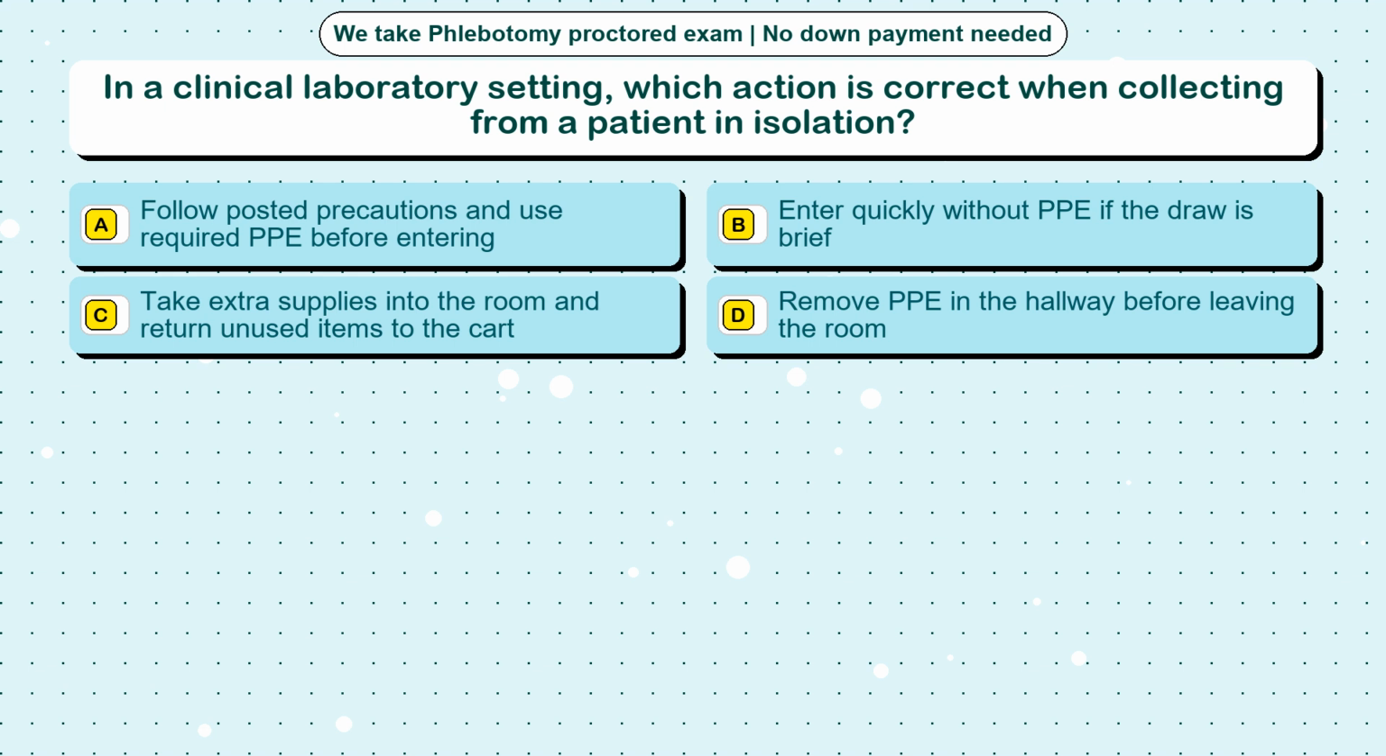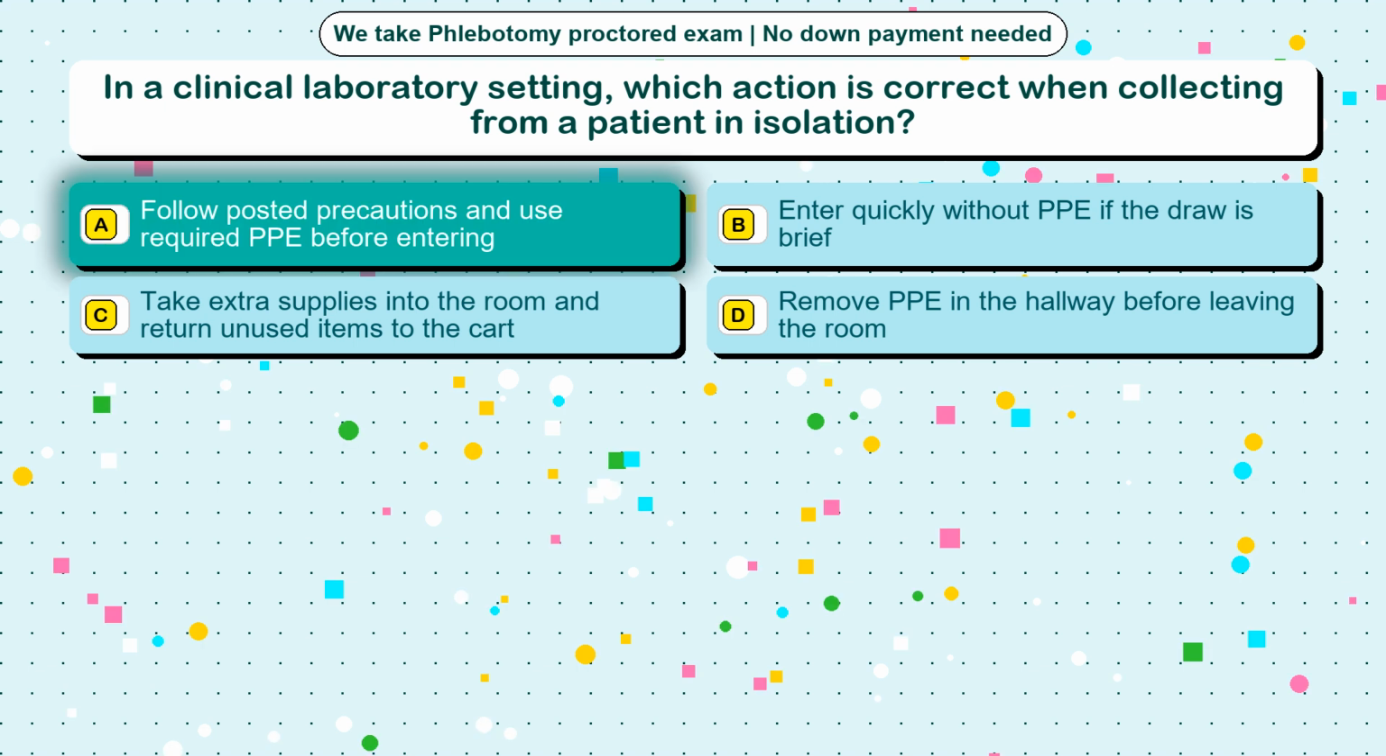Enter quickly without PPE if the draw is brief. Option C. Take extra supplies into the room and return unused items to the cart. Option D. Remove PPE in the hallway before leaving the room. The correct answer is option A.